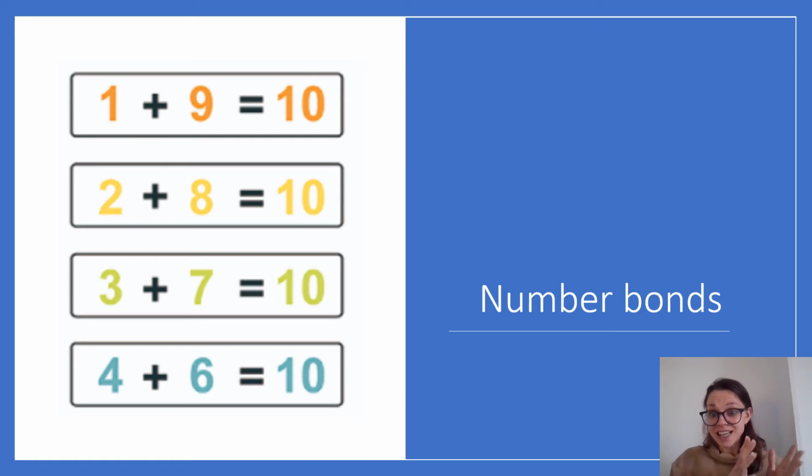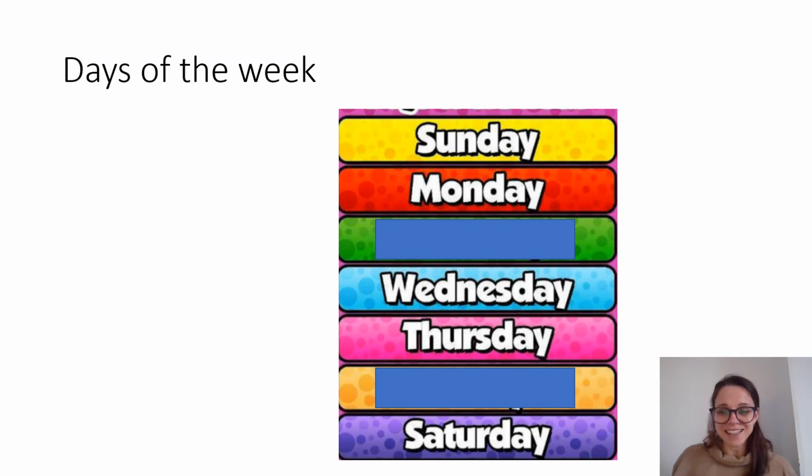And we also know that these number bonds, any number bond, can be done in any order. So if 4 add 6 is 10, then we also know that 6 add 4 is 10. We can swap them round, it doesn't matter. Well done. Right, we're going to have a look now at the days of the week.